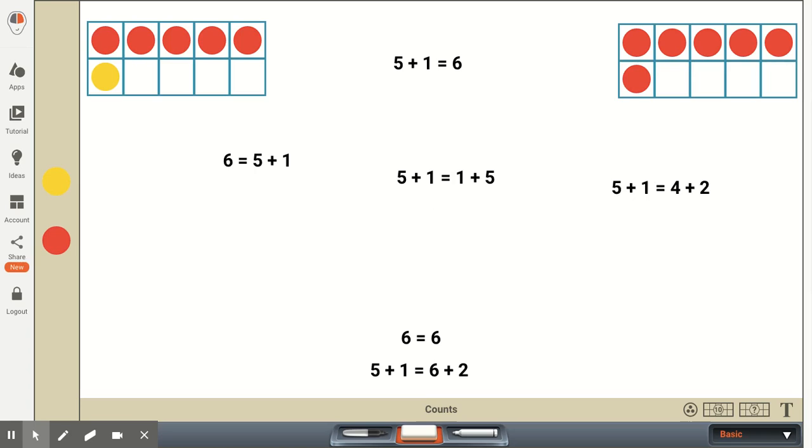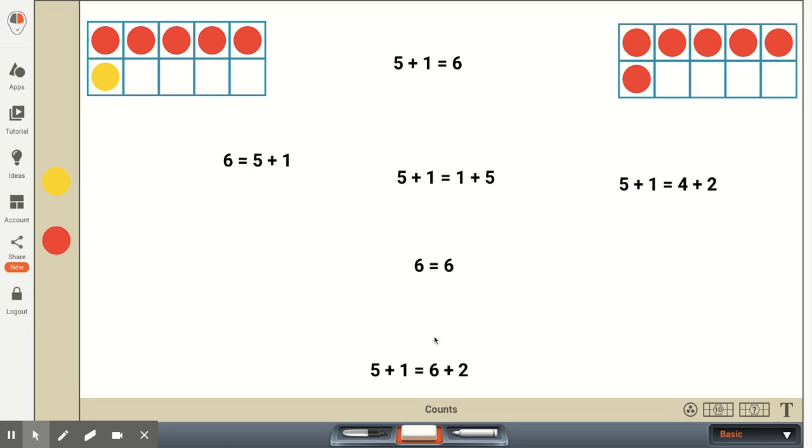Another type of equation where we have different numbers, this also is a true equation. On the left side, we have 5 plus 1, which is equal to 6. And on the right side, we have 4 plus 2 is equal to 6. They balance out. It's the same value on both sides of the equation. The left side, the value is 6, and the right side, the value is 6.